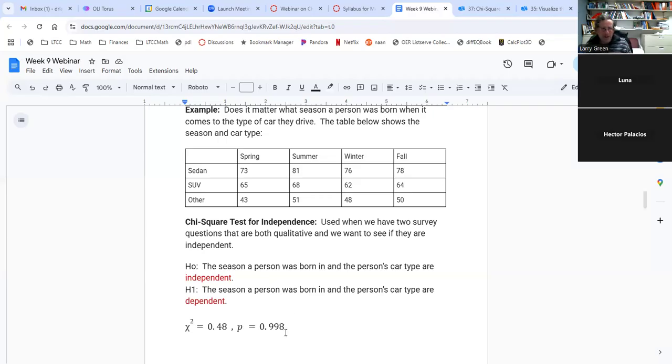Okay. Look at our p-value. It's 0.998. That's not even close to 5% or 0.05. This is not hopeful at all. It would probably be a complete waste of time to do a different study, a bigger study with a bigger sample size. So the answer is no on this one.